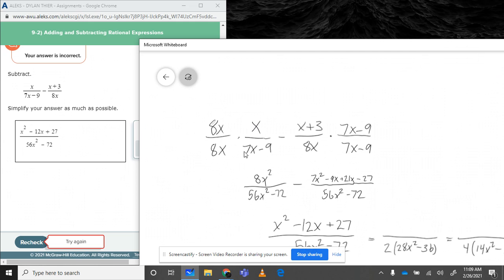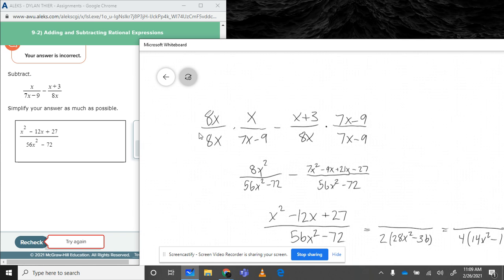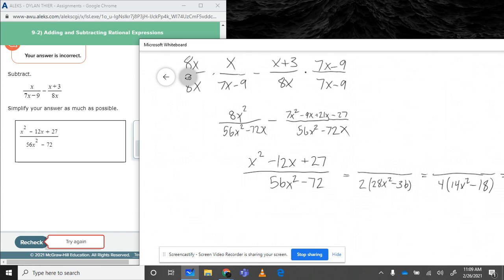So we have x over 7x minus 9. We're subtracting x plus 3 over 8x. And multiply 8x over 8x. That'll give me 8x squared. 8 and 7 is 56, x squared. 8x and 9, there we go, that was a problem. It should have been negative 72x. Should have been the same thing here.